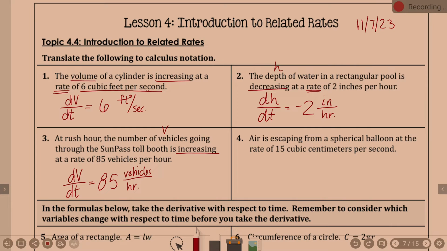Okay, number 4. Air is escaping from a spherical balloon at the rate of 15 cubic centimeters per second. Rate. Decreasing. It's not volume. Escaping is decreasing, so it'll be negative.